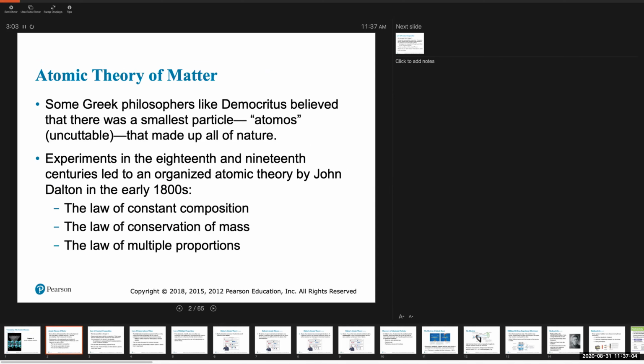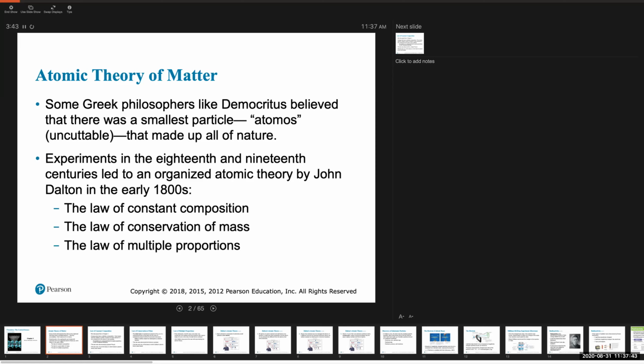In the 18th and 19th centuries, there started to be some experimentation. A guy named John Dalton, in the early 1800s, took some of the learnings from that experimentation and combined it with some thoughts of his own to come up with his atomic theory. The key is that they call it an organized atomic theory. It's not that he figured all of this out himself. Some of it he did, some of it other people did, but he was able to look at the bigger picture and see how it all fit together to get one of the early atomic theories in place.